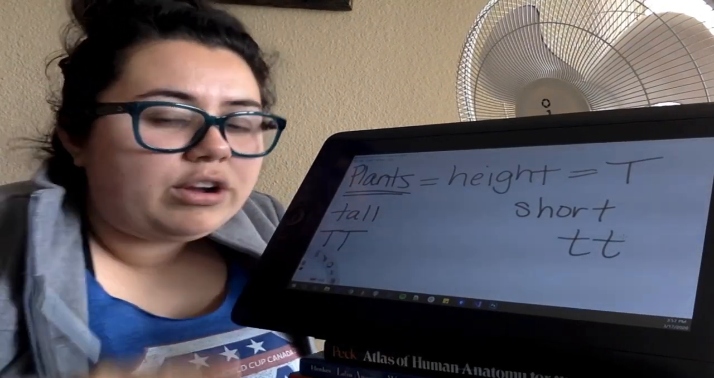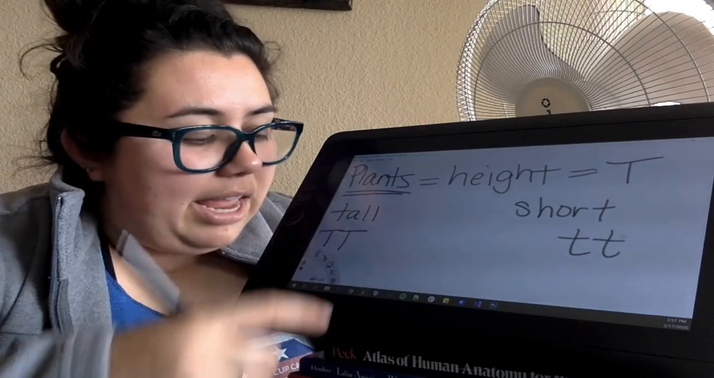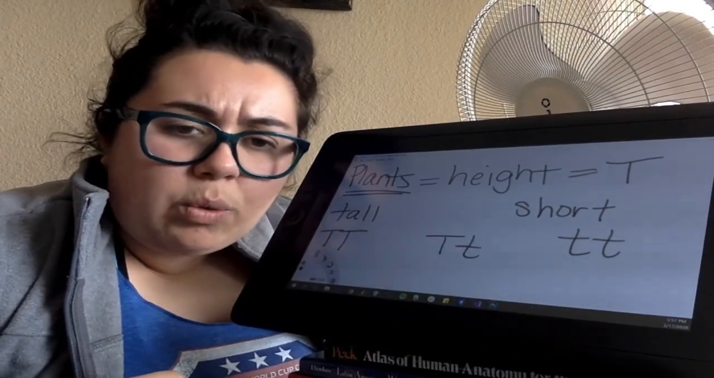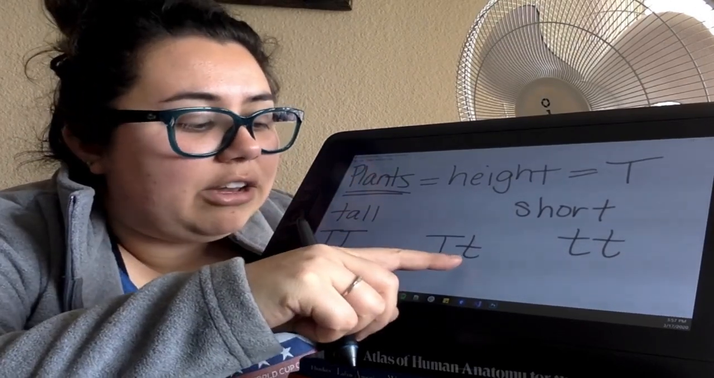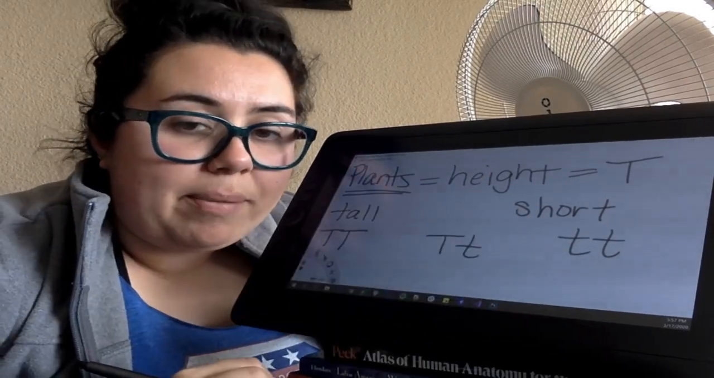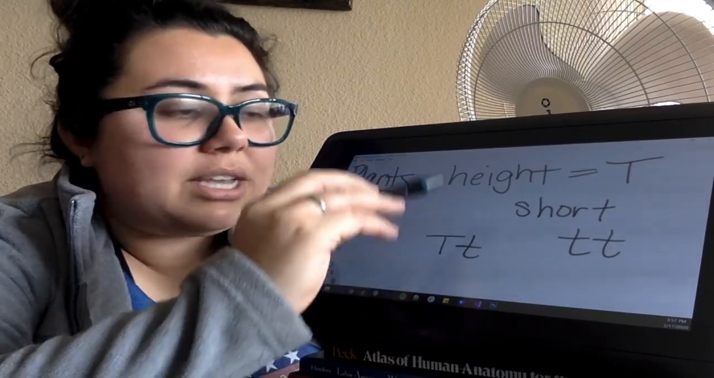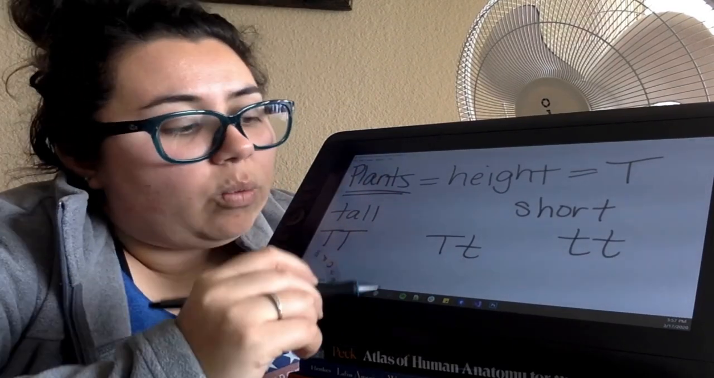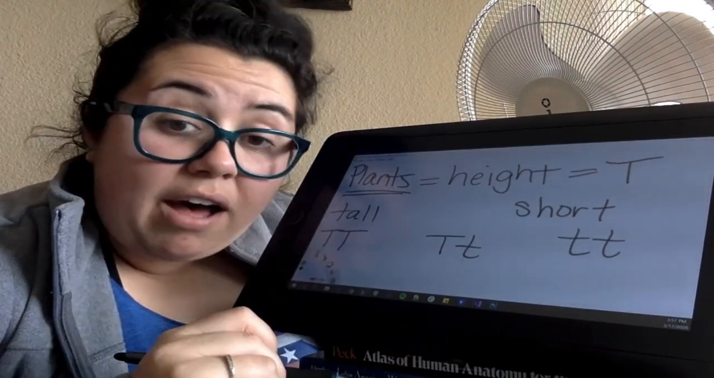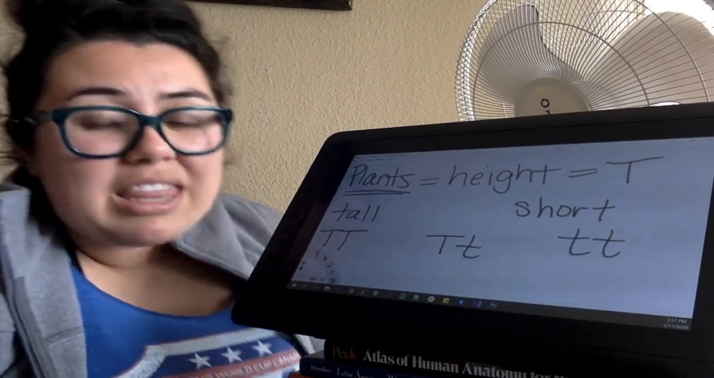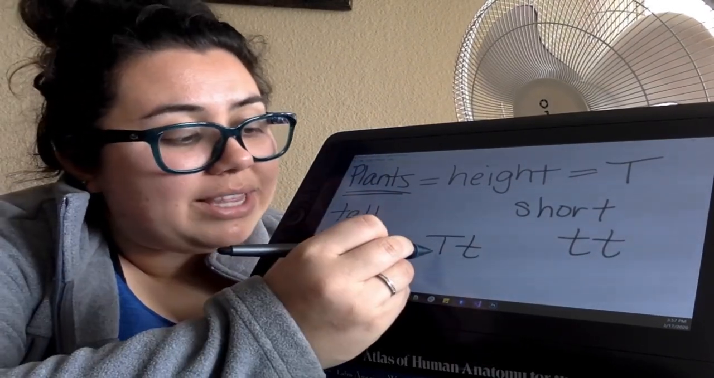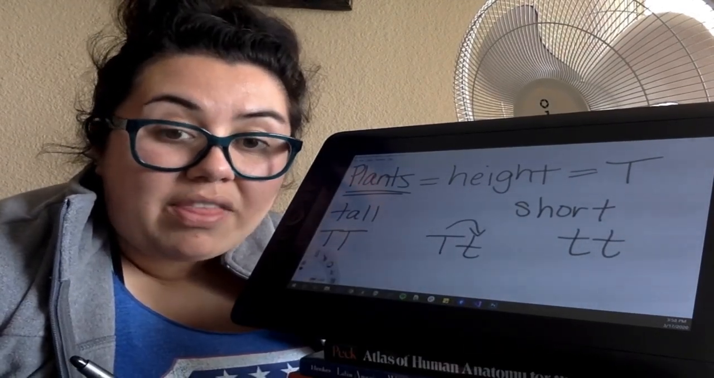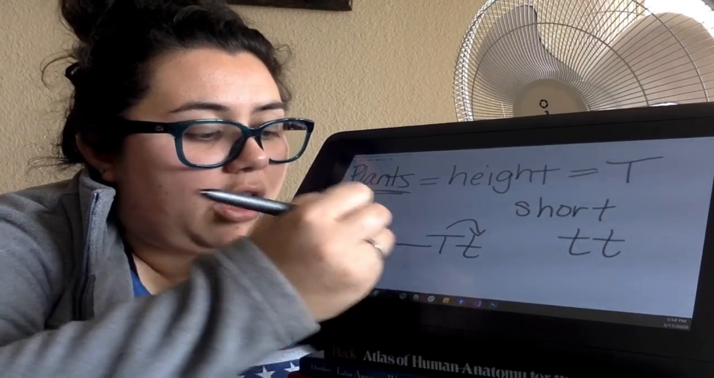But there's one more genotype that could exist. It could be big T, little t. Where does that one belong? Is big T, little t a tall plant or a short plant? Well, the big T represents tall, the little t represents short. We said that the dominant covers or masks the recessive. The big covers the little. So in this case, if this letter is blocking that letter, then our plant would be tall.